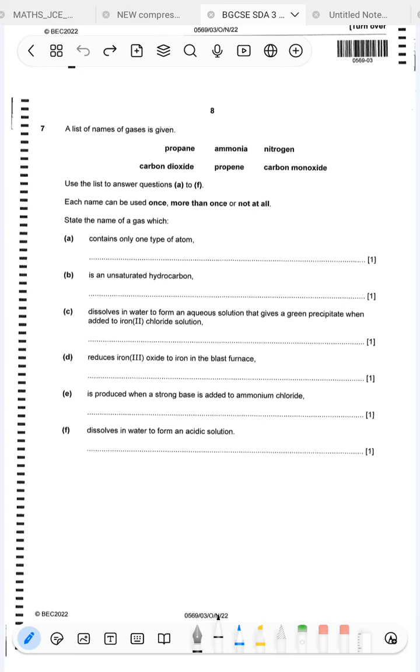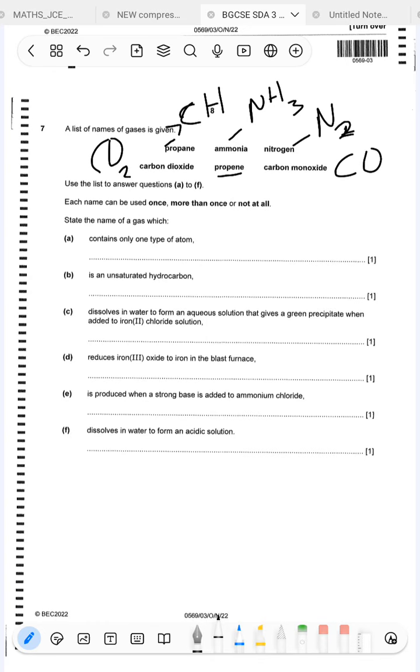Okay, so maybe just to quickly do that, remember propane, that is a hydrocarbon. So it's carbon and hydrogen. Same with propene. So those are two different atoms. Next, ammonia, that's NH3. Nitrogen, that's N2. Remember, it exists as a diatom. Okay, then carbon dioxide, that's CO2. Then carbon monoxide, that's CO. So the answer there is going to be this guy here, nitrogen.